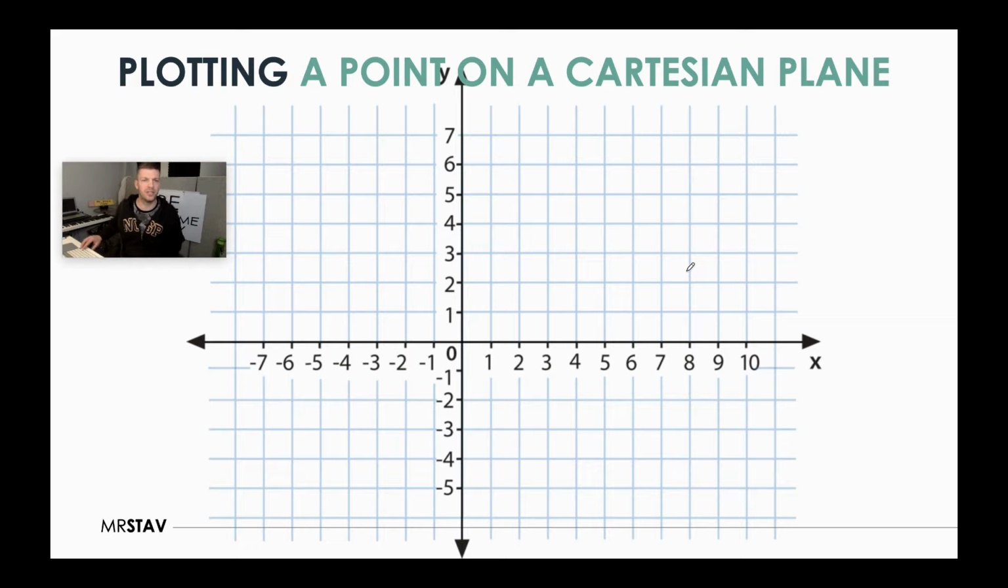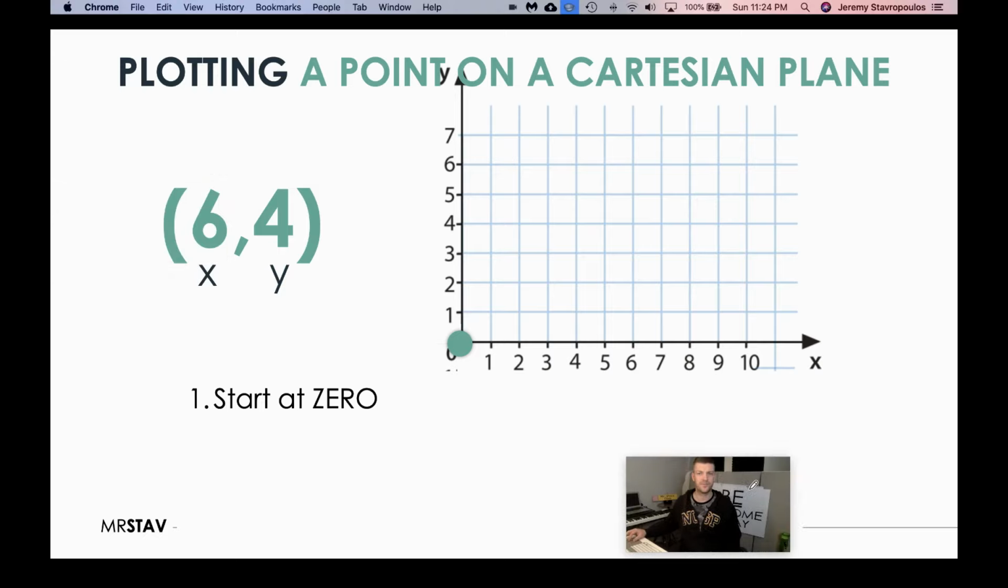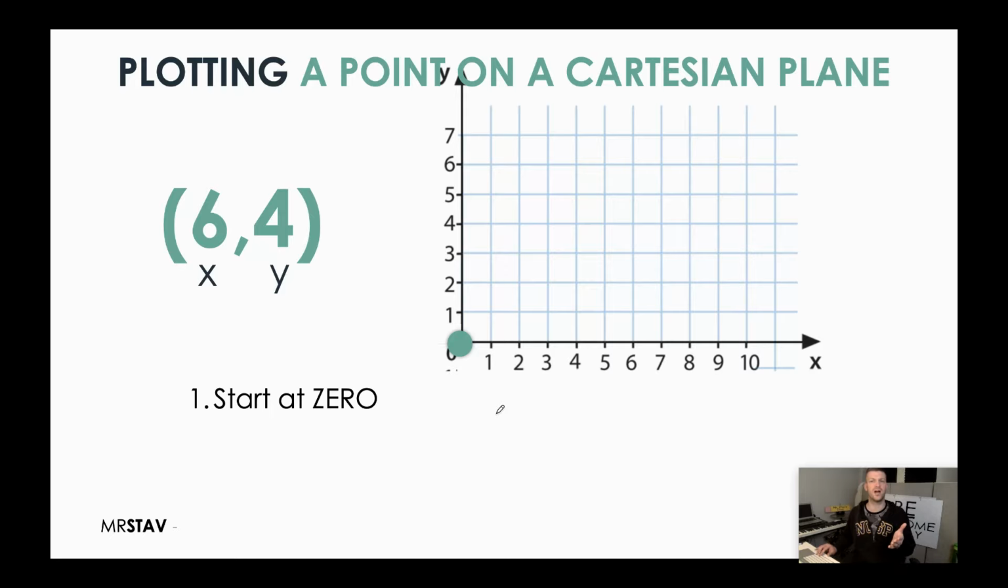Plotting a point on a Cartesian plane. Just like when you were on a graph, we always start at 0. On a Cartesian plane, the 0 is called the origin. It is our starting point. You always start at 0, 0. Then what comes first in the alphabet, the X or the Y? So we always move in the x-axis first. So we're going to move the number that the x is. In our case, it was 6.